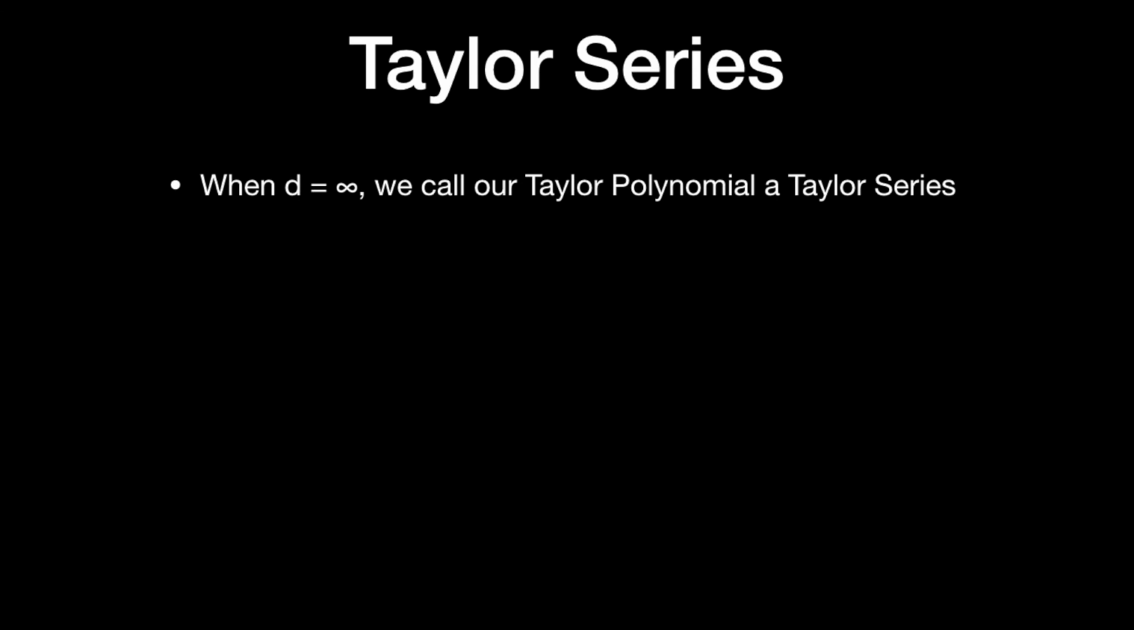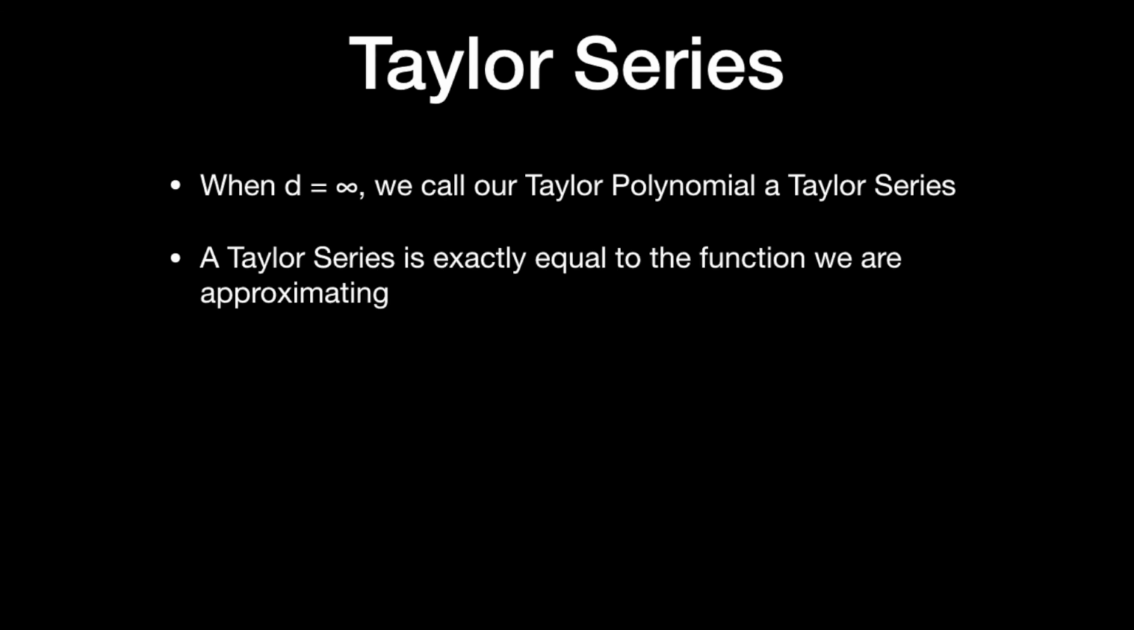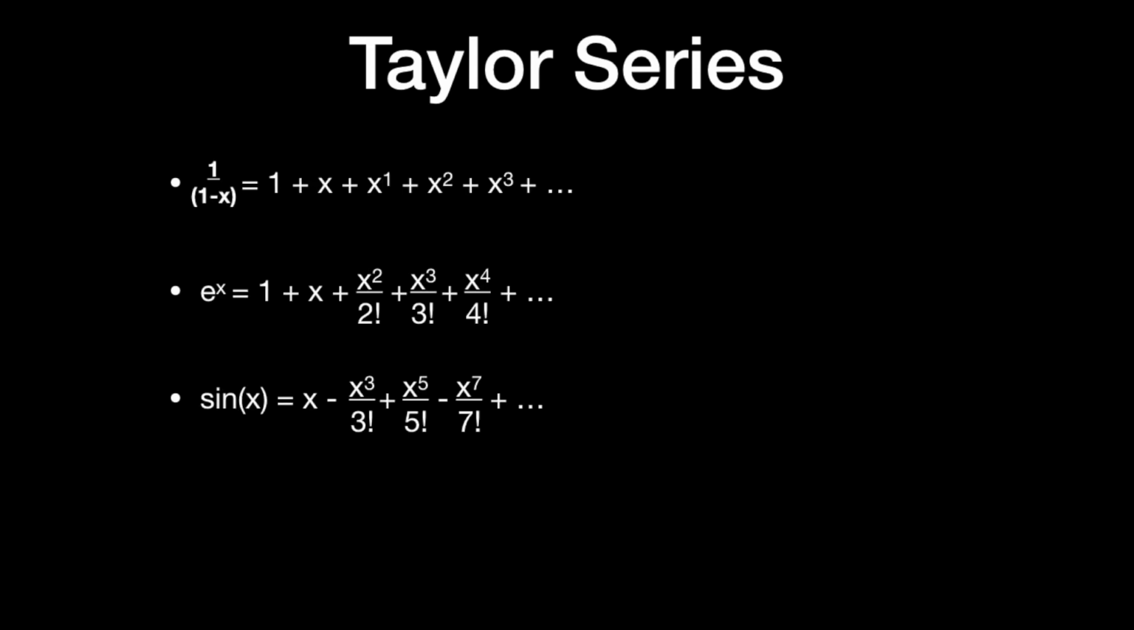I said before that the larger value for d we take, the better our approximation is around our choice a. Well, when we continue our process to infinity, our polynomial is exactly equal to the function we are approximating. At this point, we refer to our Taylor polynomial as a Taylor series. Here are some examples of functions and their corresponding Taylor series.